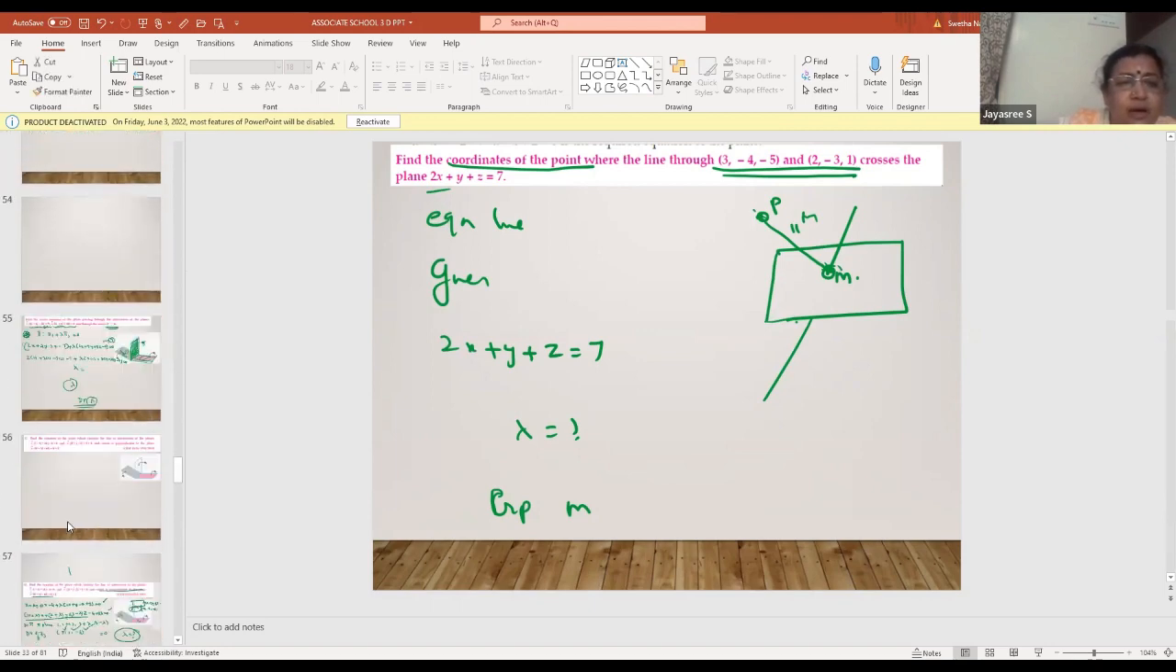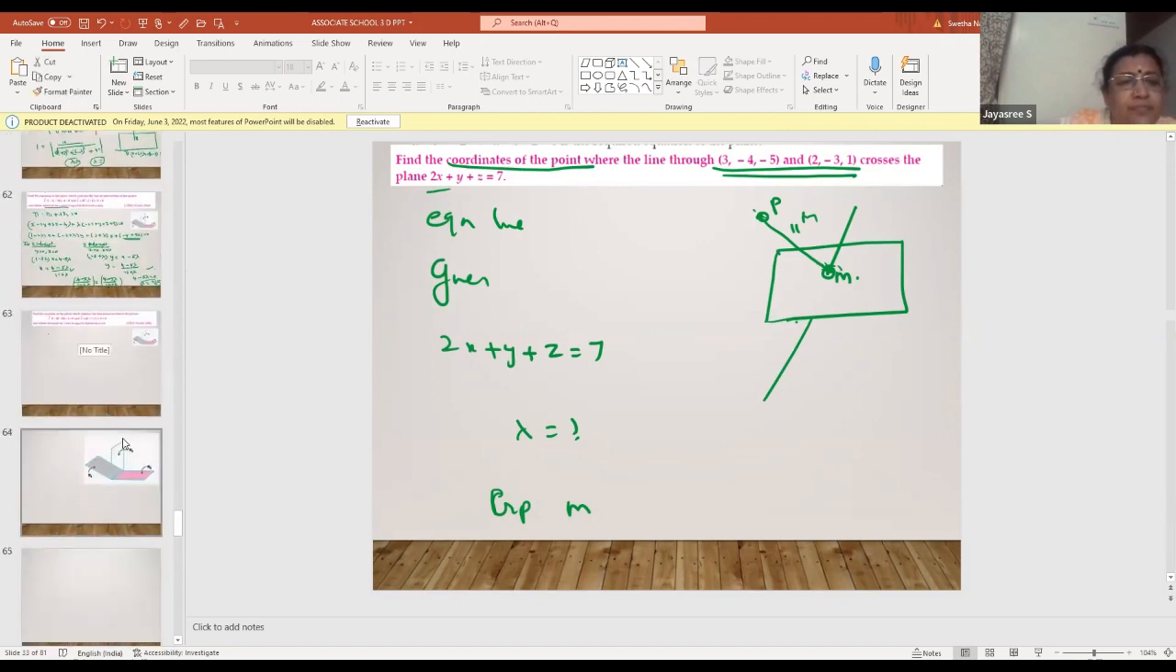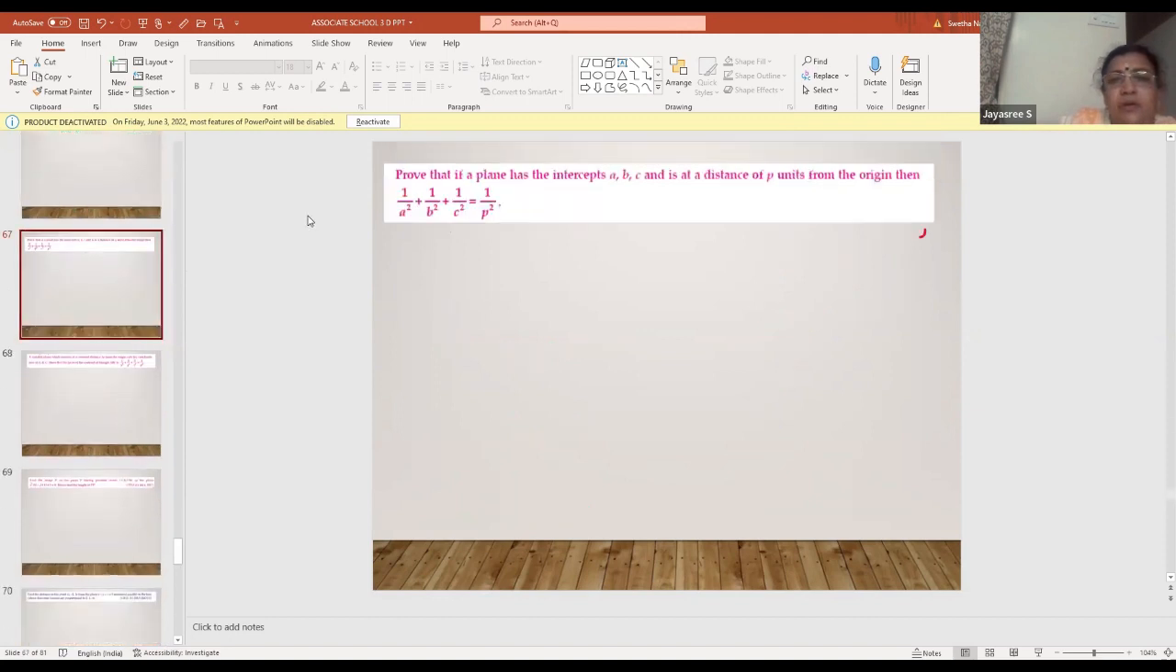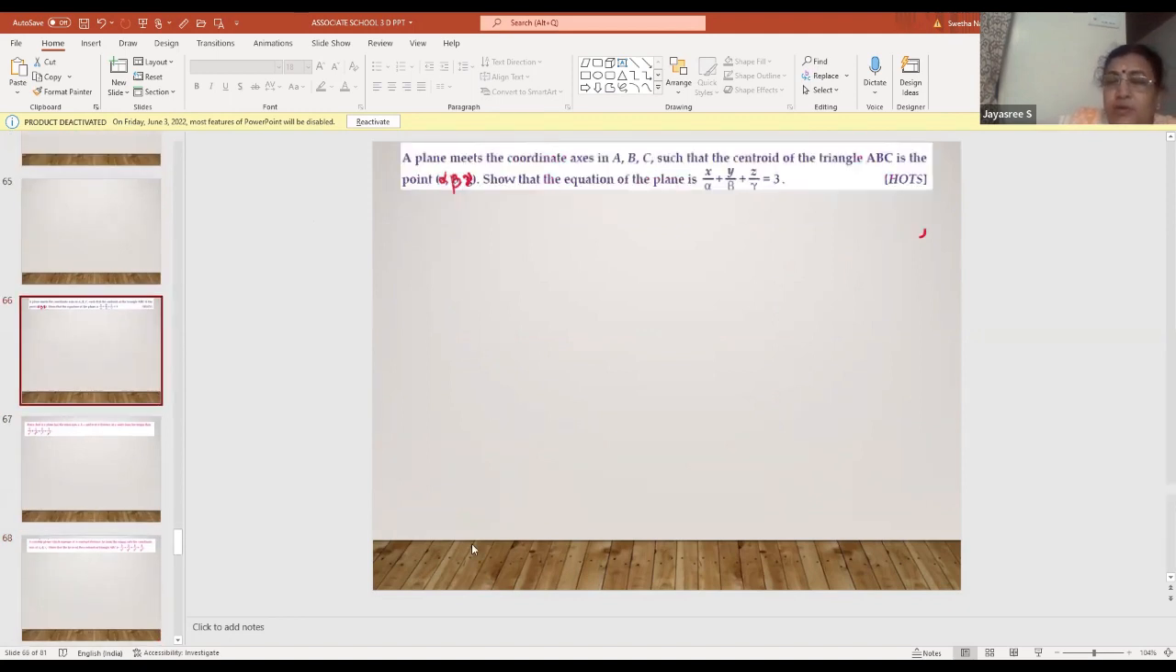Coming back to some questions. Now we go for some intercept form plane equation questions. A plane meets the coordinate axes such that the centroid of the triangle is alpha, beta, gamma. Show that the equation of the plane is x by alpha plus y by beta plus z by gamma equals 3. First we write the intercept form of the equation of the plane.